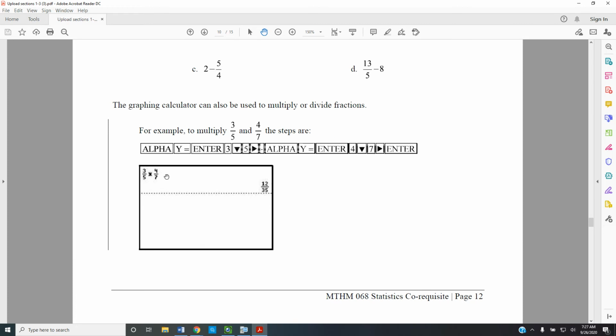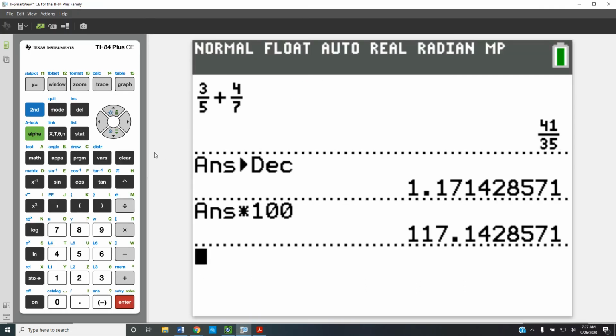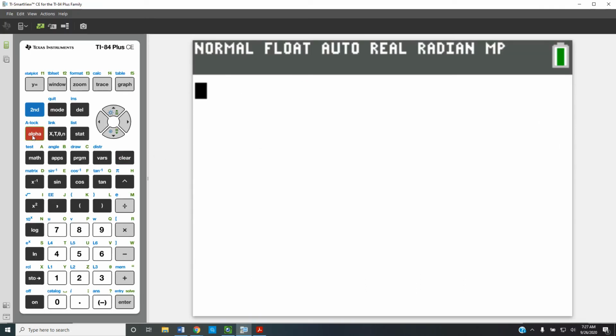In this section here, we're doing a little multiplication. Your calculator uses a little asterisk for multiplication. I kind of wish it used a big dot or something like that. But let's say 3/5 times 4/7. So again, here we go. We're going to take fraction friendly 3/5.